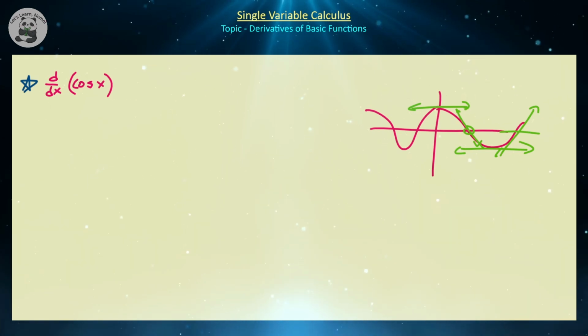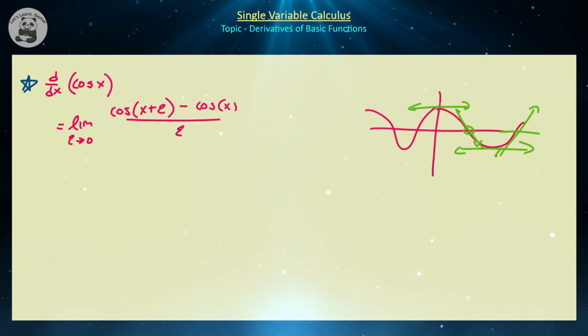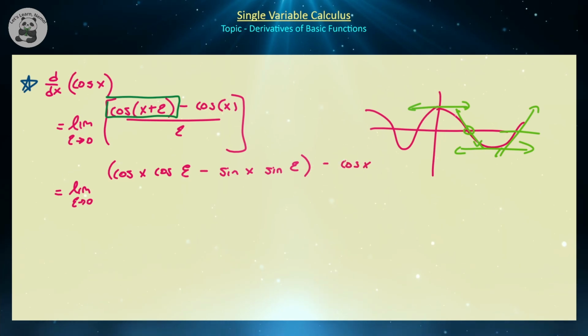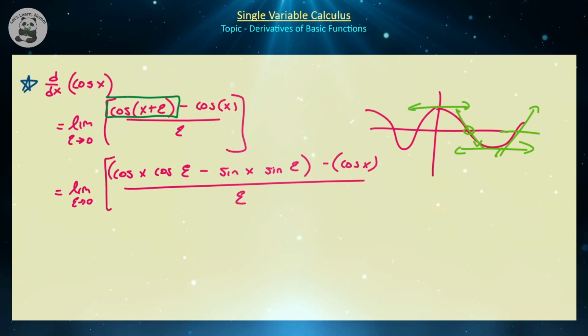So let's see if we can figure out exactly what the derivative of cosine is. If we approach this again from the limit definition, we're going to have the limit as epsilon approaches 0 of the cosine of x plus epsilon minus the cosine of x, all divided by epsilon. Just like the sine function, cosine does have a sum angle identity, and in case you don't remember it, it's going to be the cosine of x cosine of epsilon, change the sign, so if it's plus, this is going to change to minus, minus sine x sine epsilon, and then we're going to have a minus cosine x, all divided by epsilon.